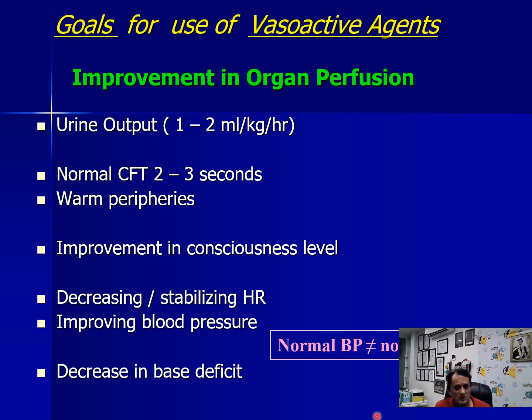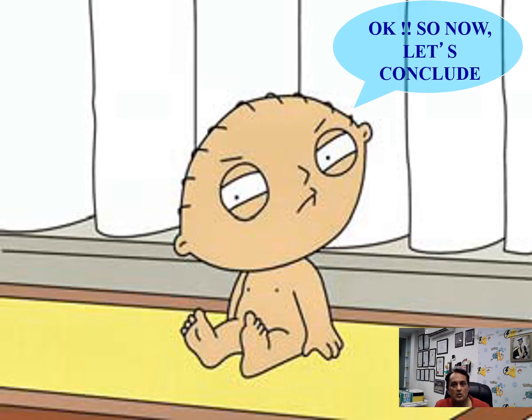But the most important thing you need to remember, normal blood pressure does not mean a normal cardiac output. So you may have a better cardiac output and better oxygen delivery even with a low blood pressure, as long as you are passing urine and clearing your lactate and you have a normal. So okay, so now we can conclude.